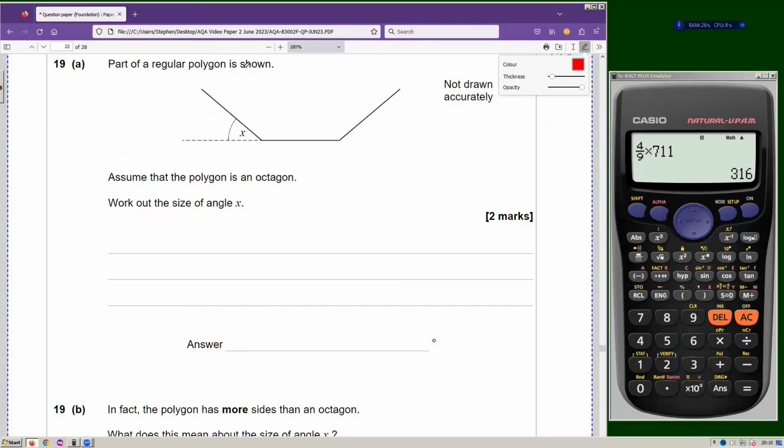Part of a regular polygon is shown. Assume that the polygon is an octagon. Work out the size of angle X. Well, there's formulas to remember for this, but it's an octagon, isn't it? So let's draw our octagon like this. I draw an octagon, 8 sides, all the same bits and pieces.